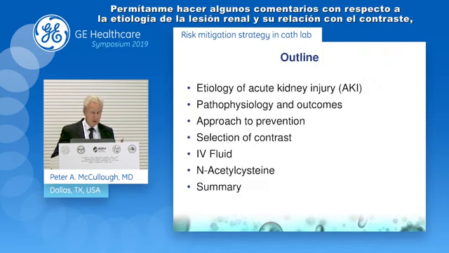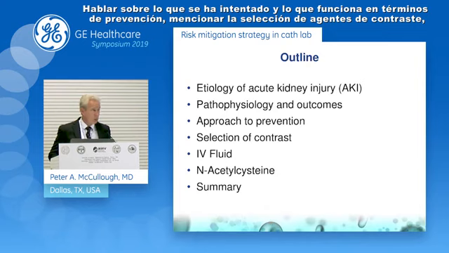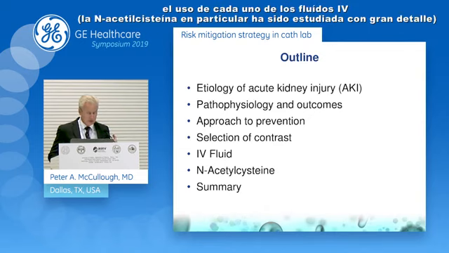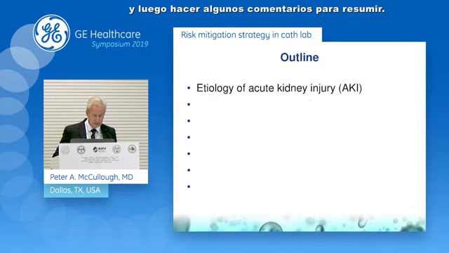So let me make a few comments with respect to the etiology of acute kidney injury as it relates to contrast, go through the pathophysiology and its relationship to outcomes, talk about what has been attempted and what works in terms of prevention, mention the selection of contrast agents, use of intravenous fluid, N-acetylcysteine, in particular, has been studied in great detail, and then make a few summary comments.